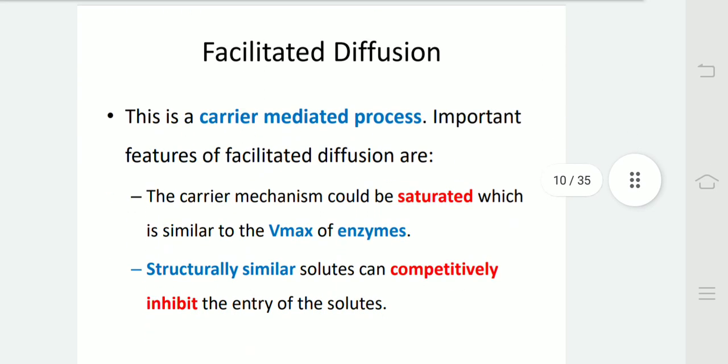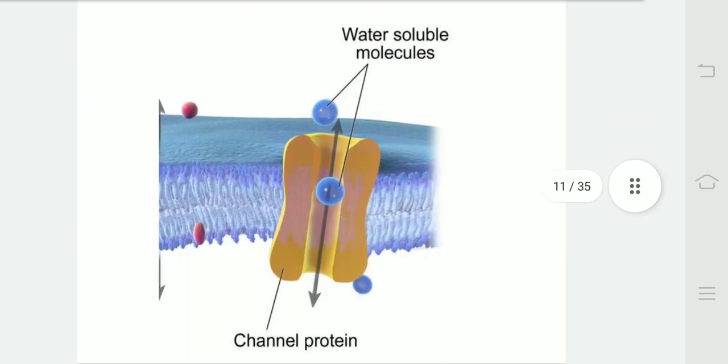Coming to the facilitated diffusion, this is a carrier mediated process. Important features of facilitated diffusion are the carrier mechanism could be saturated, which is similar to the Vmax of the enzyme. Then structurally similar solutes can competitively inhibit the entry of the solutes. In this diagram, we can see that water molecules are carried through the water channel protein.